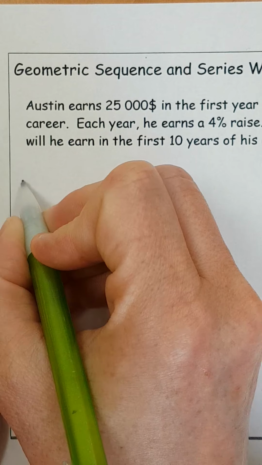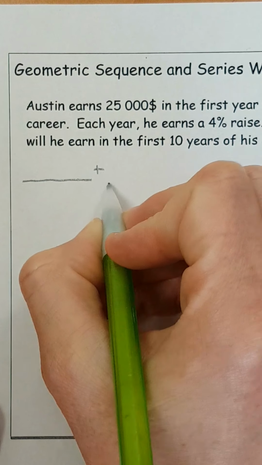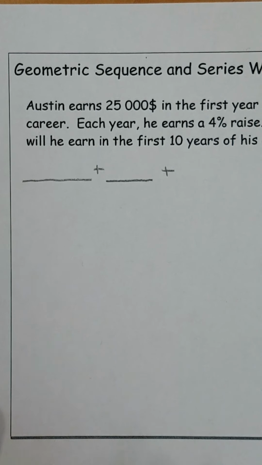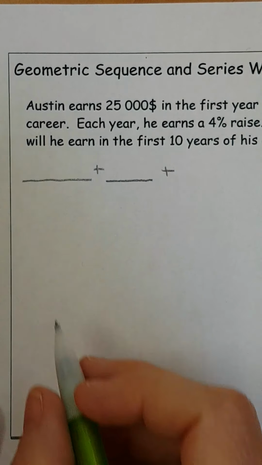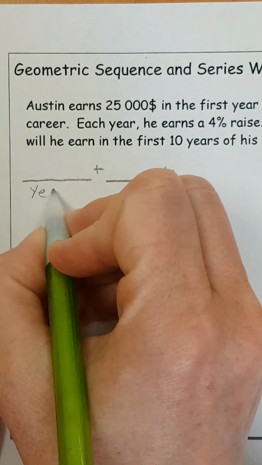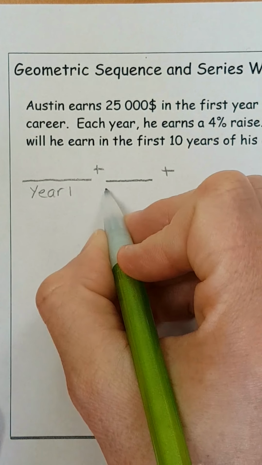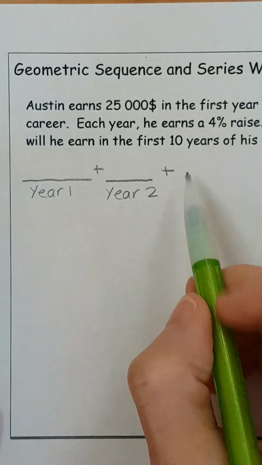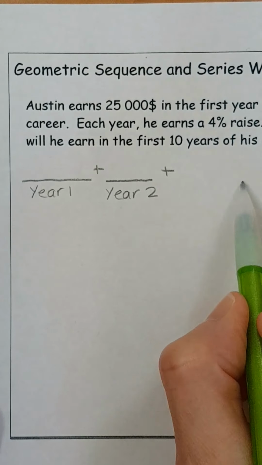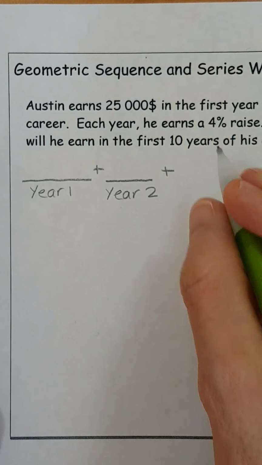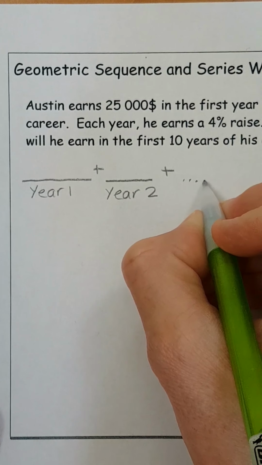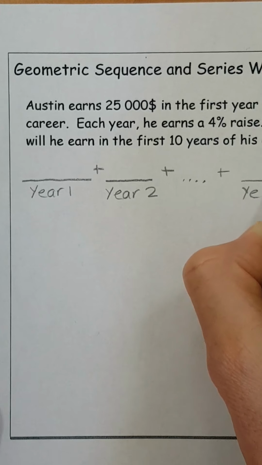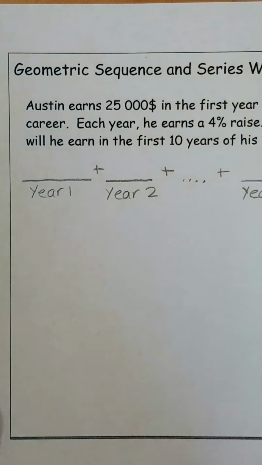I personally can't do these without setting this up like this. I don't have to fill them all in or anything. So we've got year 1, plus year 2, and then we're going to go all the way to year 10. On my completed notes, I've got blanks all the way until year 10, so I'm just going to do a dot, dot, dot, and then a year 10 here. But you can see I've got everything filled in on the completed notes.